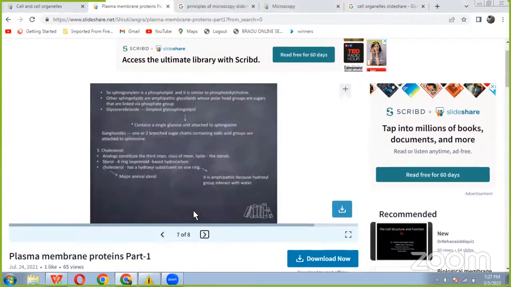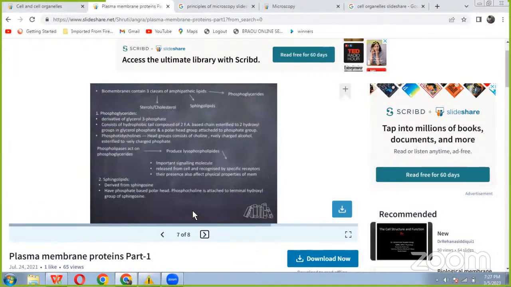Okay, next one is sphingomyelin, a phospholipid similar to the phosphoglycerides. Some sphingolipids are amphipathic glycolipids, whose polar head groups are sugars that are linked via a phosphate group. Next one is the glycerolipids. These are the three types of lipids already covered: sterols and cholesterol, the sphingolipids, and the phospholipids.